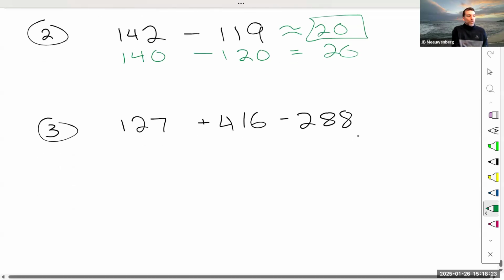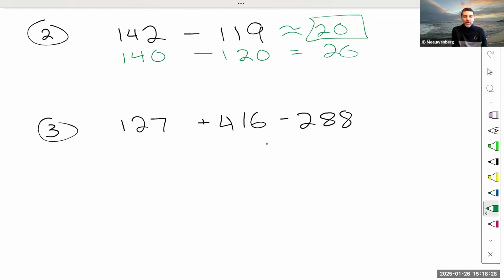For number 3, what I might do is looking at these, and I'm thinking, again, rounding to some tens places might be helpful. But as I look at it a little bit more, I think I'm going to round this to the nearest 10, 130. This is actually fairly close to 400. So I'm just going to round this one down to 400 and this one up to 300. Okay, because those were hundreds there, and they were fairly close to the nearest 100. So I'm just going to go to the hundreds. 130 plus 400 minus 300.